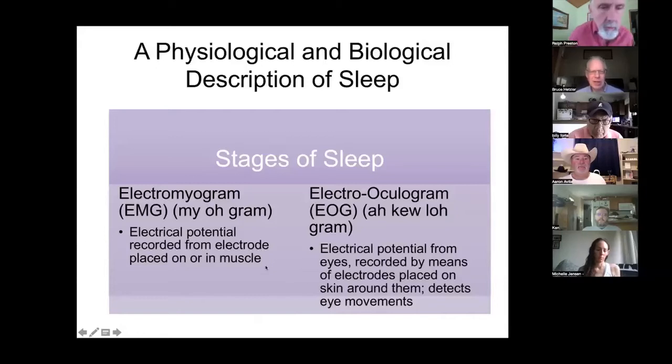So we'll start by mentioning that to record stages of sleep, we need the electromyogram. That's an electrical potential recorded from an electrode placed on or in muscle. For sleep studies, it's typically attached to your chin. That records the muscle tone. Electrooculogram, that's an electrical potential that records eye movements. And that's typically recorded from electrodes attached next to your eyes.